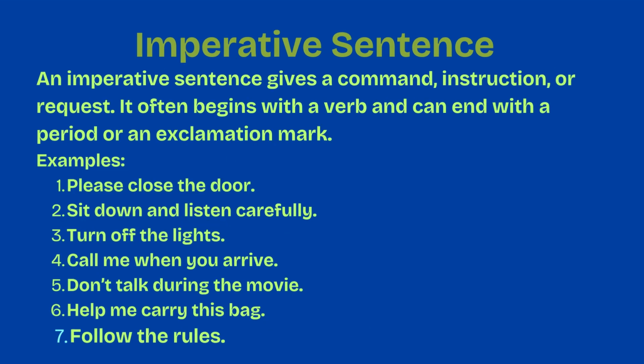Imperative sentences. An imperative sentence gives a command, instruction, or request. It often begins with a verb and can end with a period or an exclamation mark. Examples: Please close the door. Sit down and listen carefully. Turn off the lights. Call me when you arrive. Don't talk during the movie. Help me carry this bag. Follow the rules.